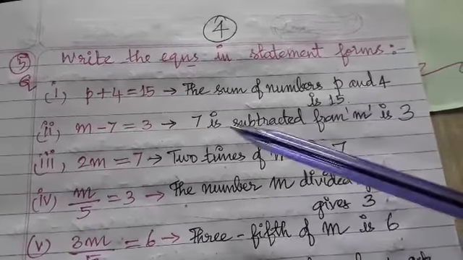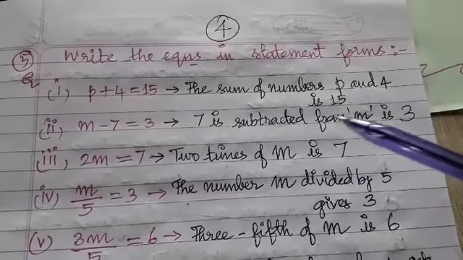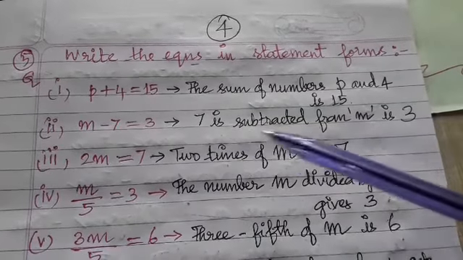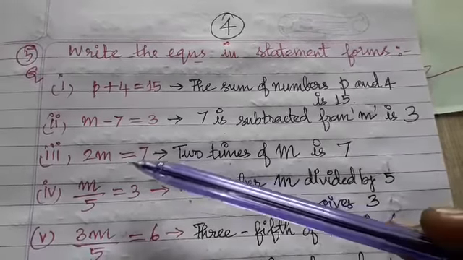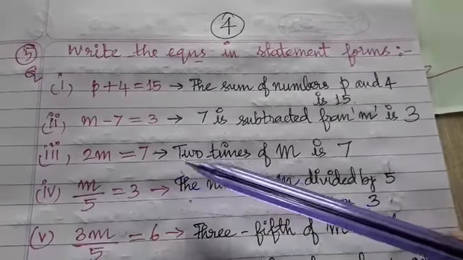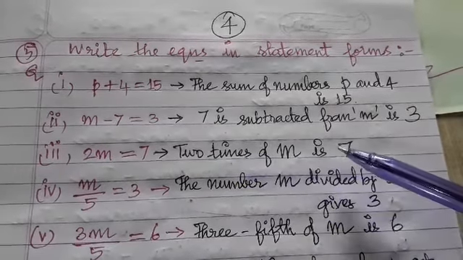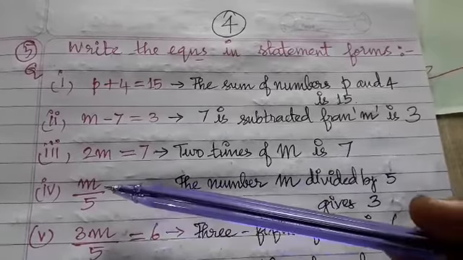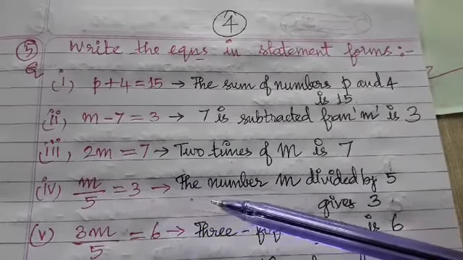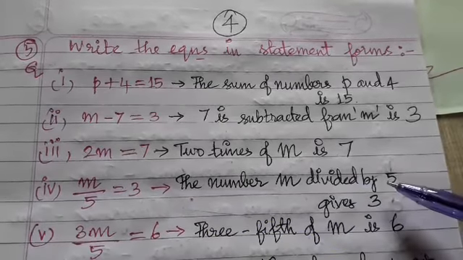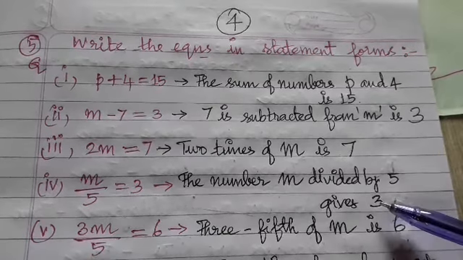That is your answer. M minus 7 equal to 3. How to write it? 7 is subtracted from m is 3. Third problem. 2m equal to 7. So simple. 2 times of m is 7. Then fourth one. M upon 5 equal to 3. The number m is divided by 5 gives 3.